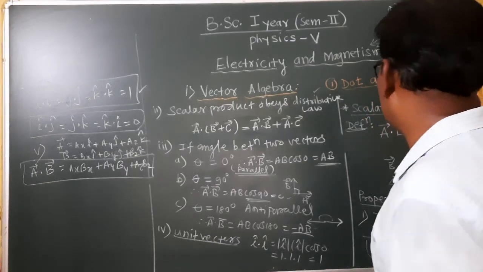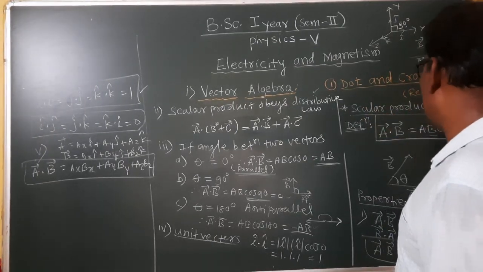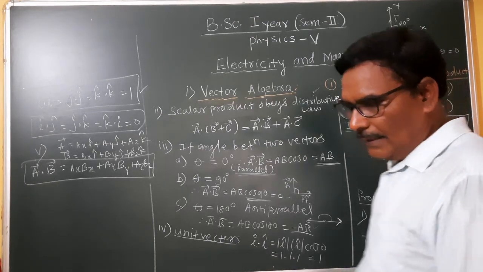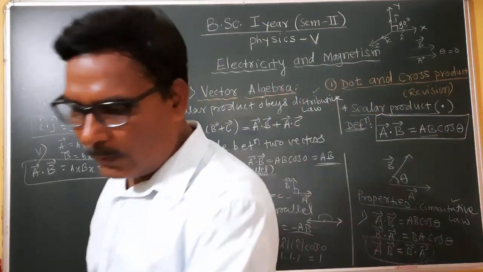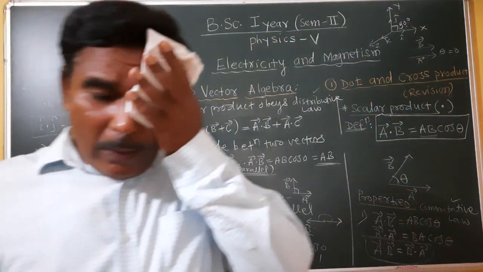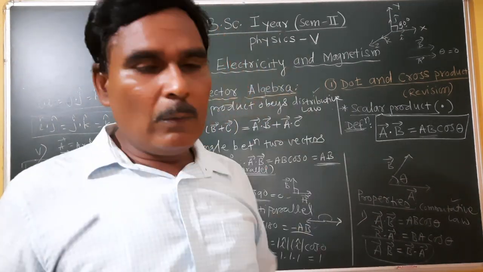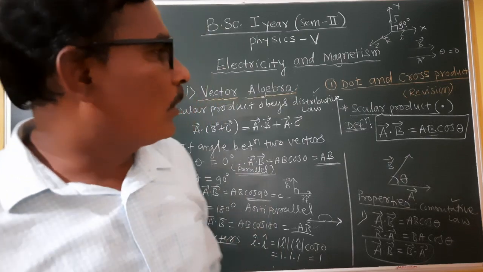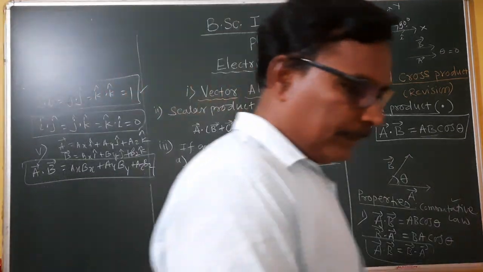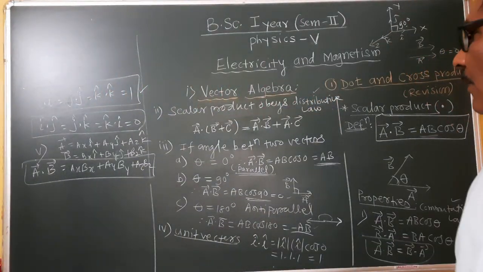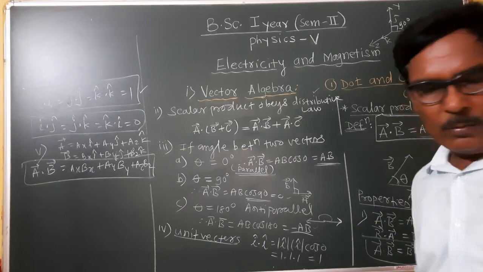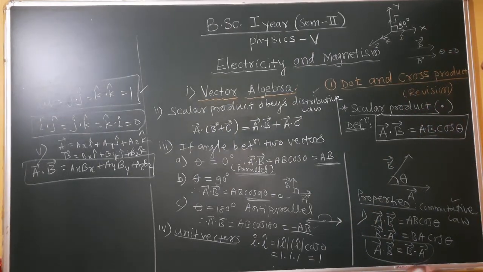We have to remember the definition: A bar dot B bar is equal to AB cos theta. Now this is the first revision about the dot product. Now we have to discuss the cross product. Write down, all these things are very important. What do you mean by scalar product and vector product?